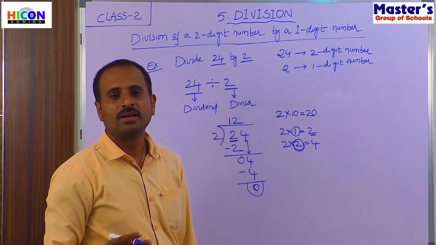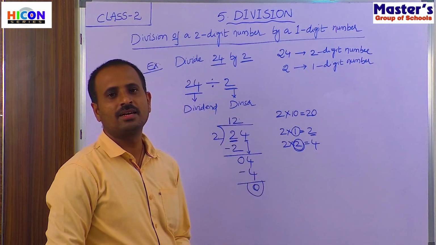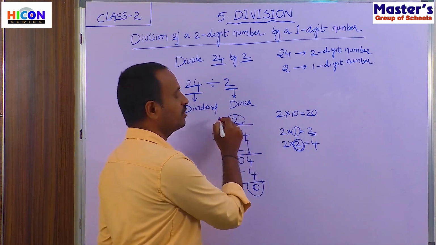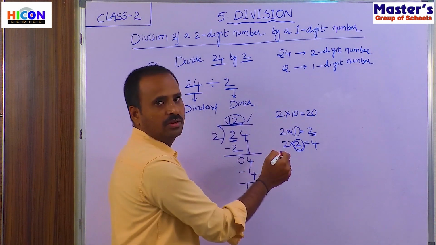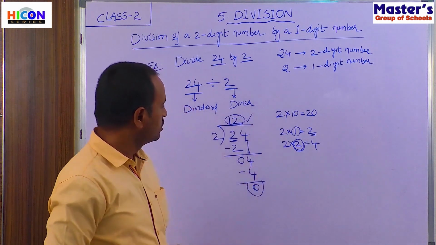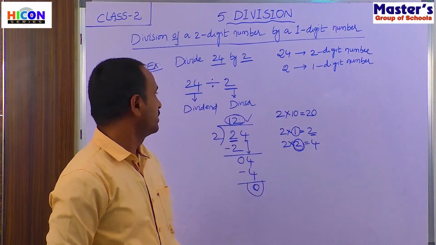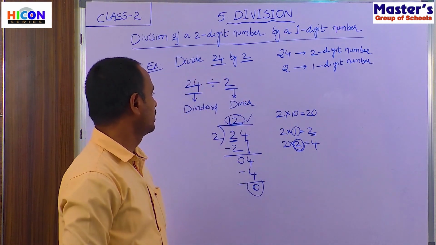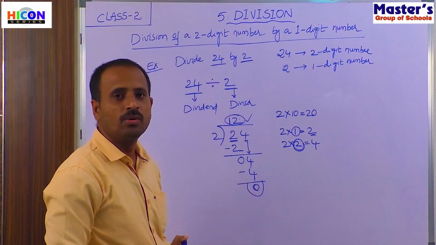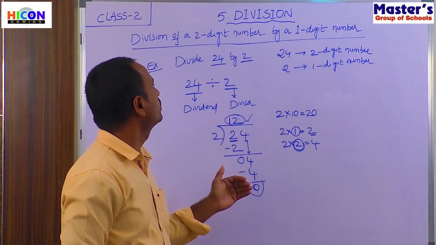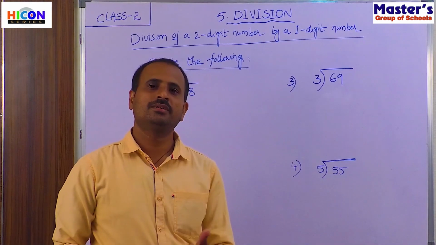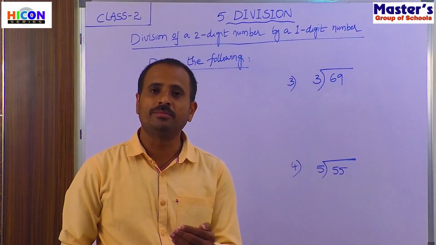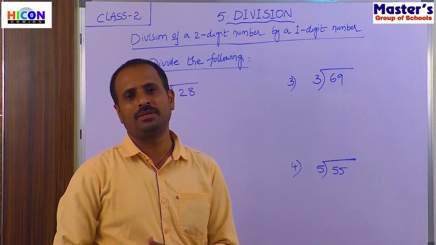The division is completed. So what is the answer? The answer is the quotient. What is the quotient here? 12. So the answer is 12. So in this way, we can divide a 2-digit number by a 1-digit number. Children, so let us practice some more problems on division of a 2-digit number by a 1-digit number.